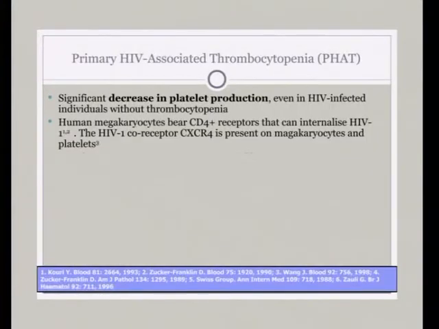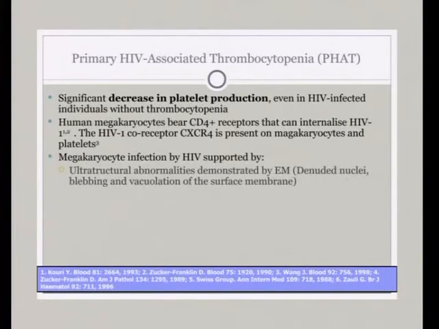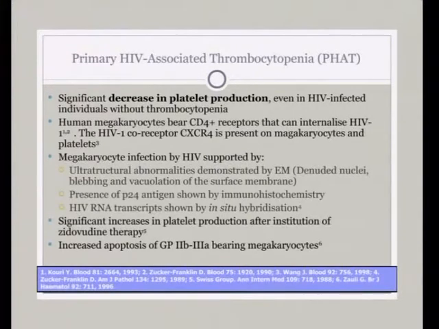Human megakaryocytes bear the CD4 receptors, and that makes them susceptible to direct infection, but megakaryocytes and platelets also have CXCR4 on their surface, and that makes them even more susceptible to infection. And this has been shown in various ways: ultrastructural abnormalities on EM, and in situ hybridization has shown that these megakaryocytes are directly infected. And then we know that AZT is actually very effective in changing these, and also causes apoptosis in patients that bear the glycoprotein 2B3A on the surface.